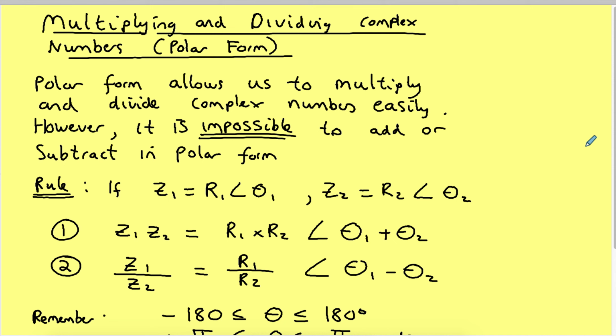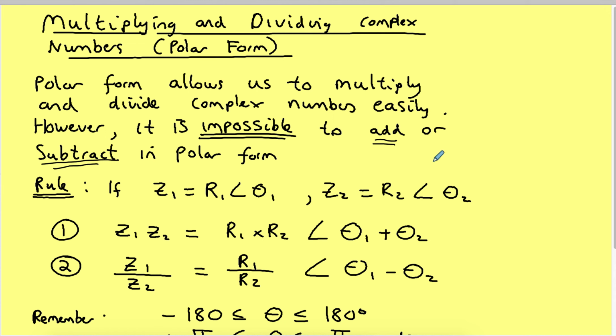However, it is impossible to add or subtract in polar form. So polar form is this great thing because it makes multiplying and dividing an absolute doddle. But adding and subtracting is impossible. So if you've got to add or subtract a complex number, it must be in rectangular. So you must convert it to rectangular before you can do the add or subtract.